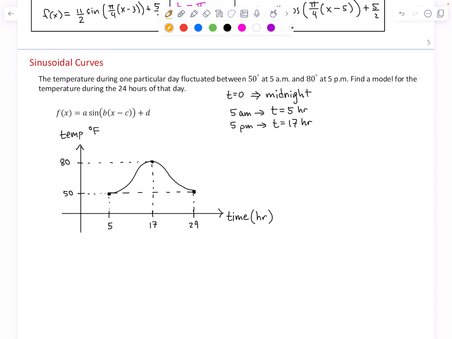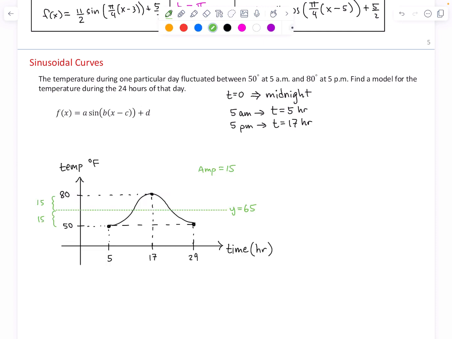From here, we want to establish the midline. The midline will be perfectly in between 50 and 80 degrees Fahrenheit. So if you average them, 50 plus 80 is 130, divided by 2 is 65. So 80 degrees is 15 degrees more than 65, and 50 degrees is 15 degrees lower than 65. So we can see that our amplitude is 15 degrees, which means that our value for A needs to be 15. The vertical shift needs to match where the midline is now, which is 65. So D needs to be positive 65.